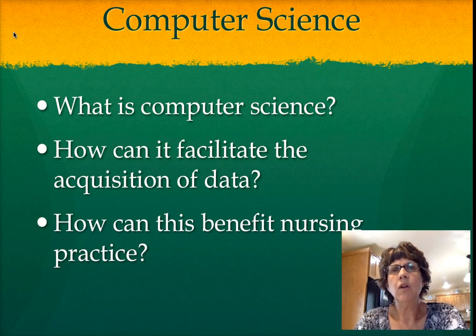Computer science is all about the hardware and the software that we use every day between our computers, games, our iPads, and then in our job when it comes to the learning management system for education or testing platforms, as well as things like Epic and the Omnicell when we are practicing in the clinical area. But what we want to know is how does it facilitate the acquisition of data? And then how does this facilitate and benefit nursing? Let's talk about that a bit.